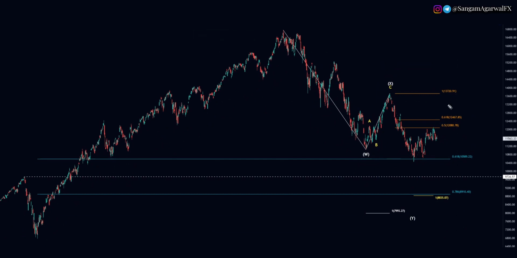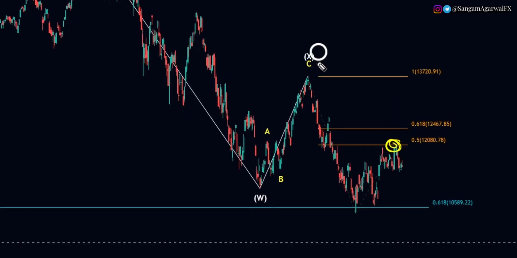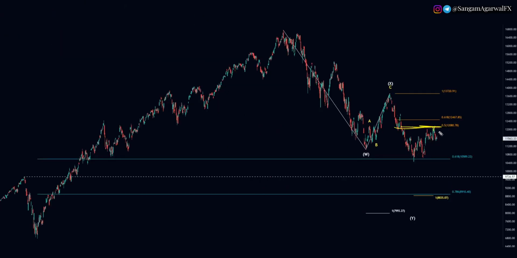And NASDAQ daily time frame, price is coming down from 50% retracement level of this last wave. So this is your key resistance level. Below this level price is bearish, and it can make new lower low. Target will be 100% projection and 78% retracement of this complete trend near 8000 level.